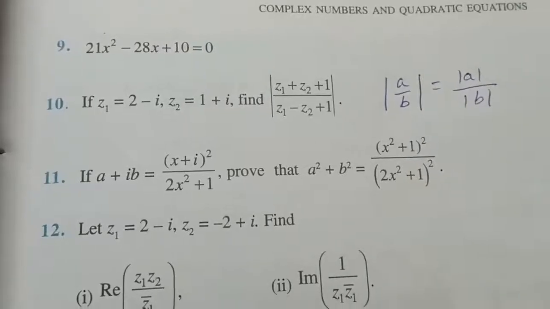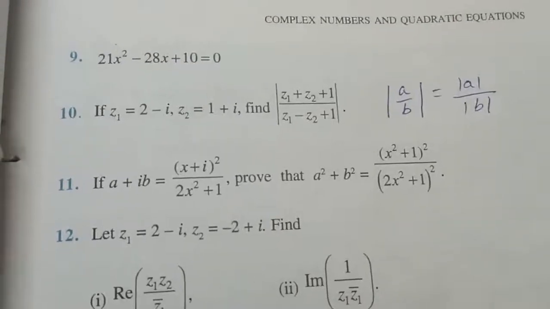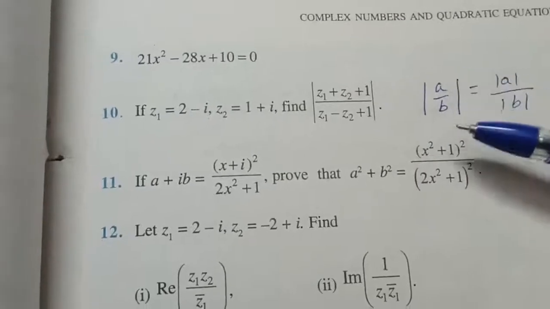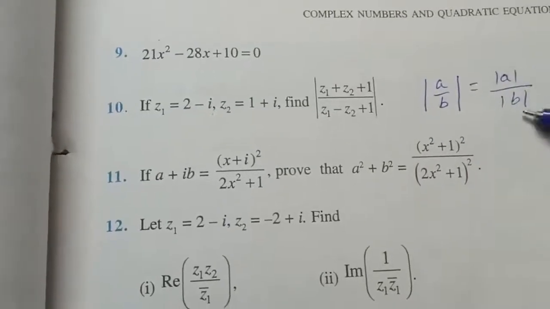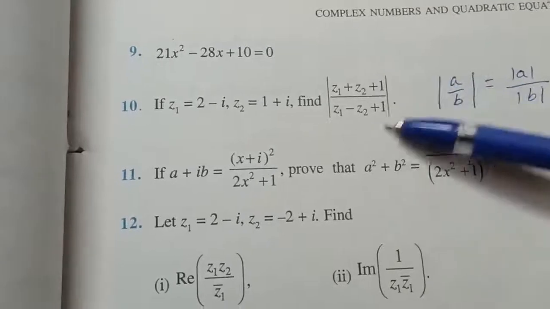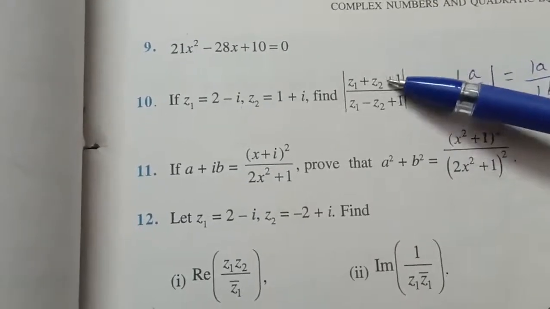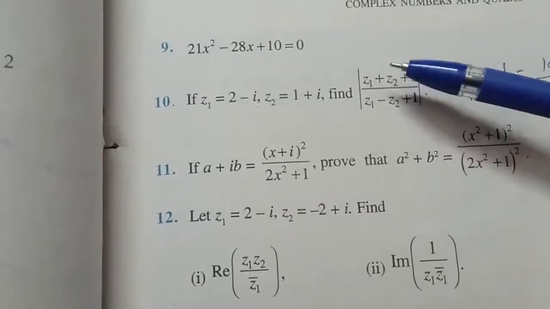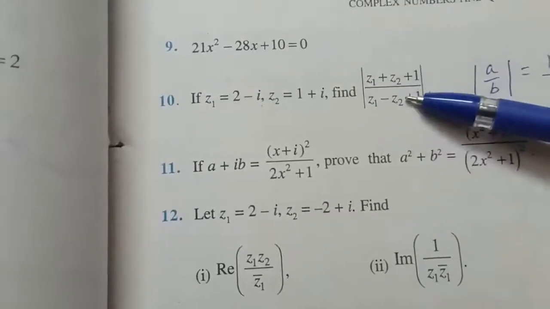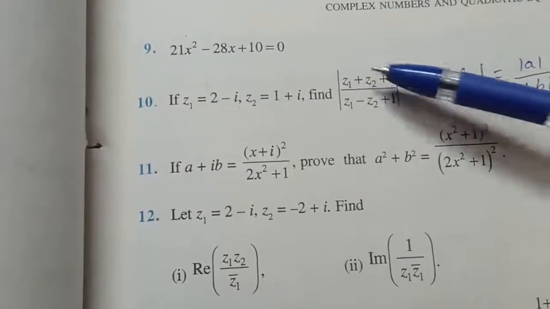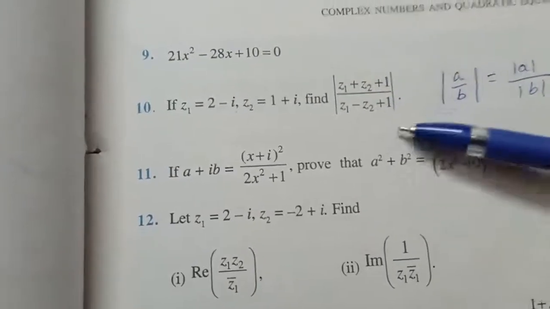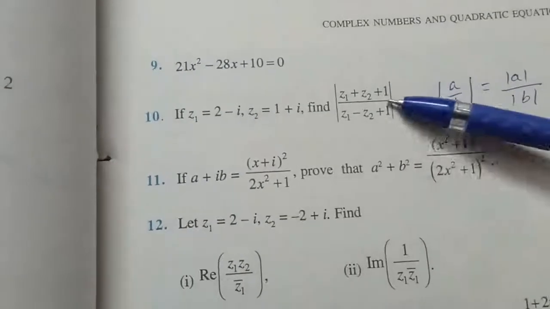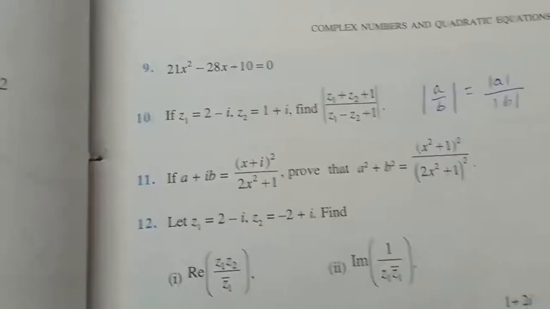Now see, in question number 10th you are given z1 and z2. You have to find the modulus of this complete term. Now you know the modulus of a by b is modulus of a upon modulus of b. So the modulus of this complete term will be equal to modulus of numerator upon modulus of denominator. So put the values of z1, z2 in the numerator and denominator. Solve the numerator term, solve the denominator term. Then find the modulus of numerator and modulus of denominator. So you will get the answer, right?